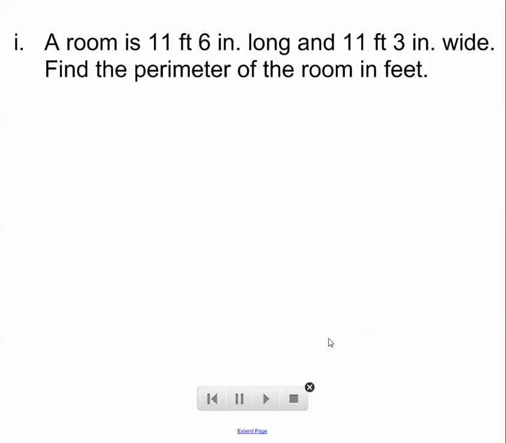A room is 11 feet 6 inches long and 11 feet 3 inches wide. We're going to find the perimeter of the room in feet. Well, I wouldn't bother converting both of these to feet first. I would actually leave them as feet and inches. So we got 11 foot 6 inch and another 11 foot 6 inch side. We got 11 foot 3 inch and another 11 foot 3 inch side because I'm assuming it's a rectangular room. So it's going to have two 11 foot 6 inch walls and two 11 foot 3 inch walls.